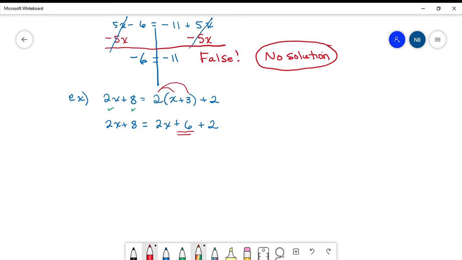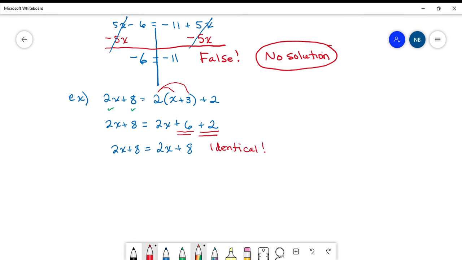Now I still have simplifying to do on the right-hand side. And I see that I have a 6 and a 2, which are like terms because they're both constants, and 6 plus 2 is 8. So I get 2x plus 8 equals, recopy the 2x, add the 6 and 2, and get 8. Now stop and read that equation. 2x plus 8 equals 2x plus 8. They're identical. The two sides are identical.